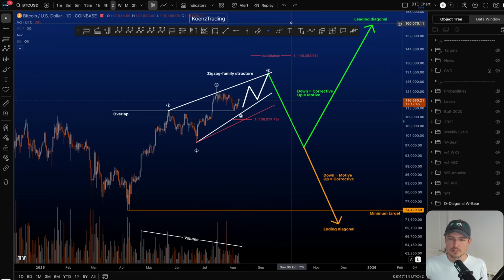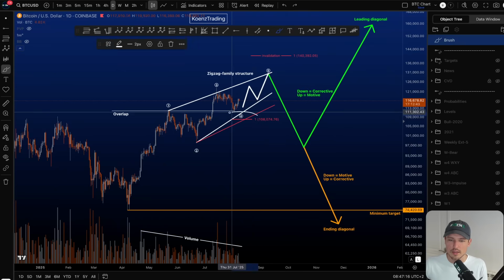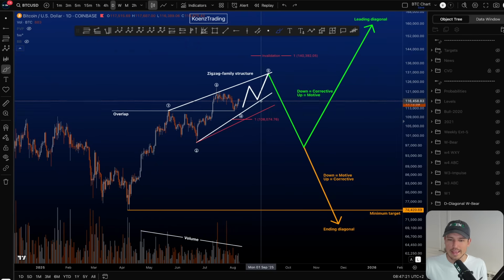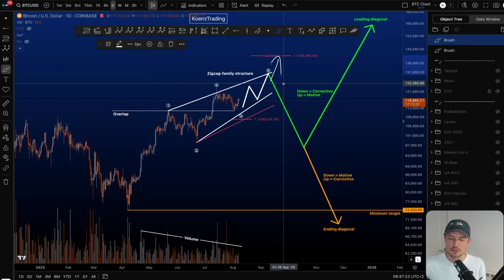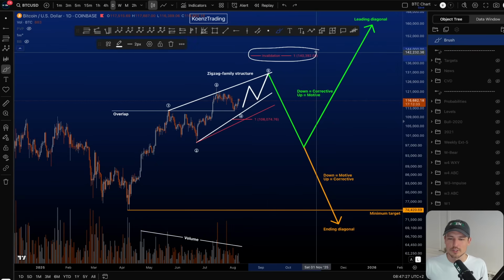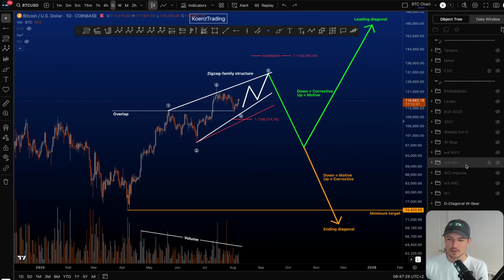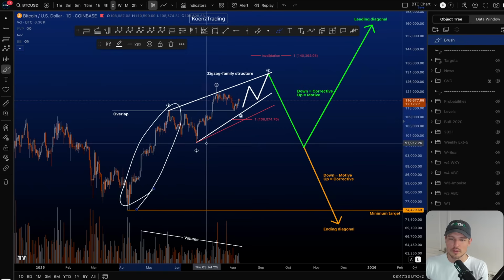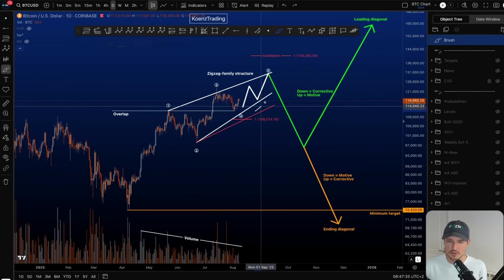The invalidations for this scenario are the red lines. We have an invalidation to the downside in case price moves down at 108. And if price just continues pushing to the upside, we will not complain. But the invalidation for this scenario is 140.4K.